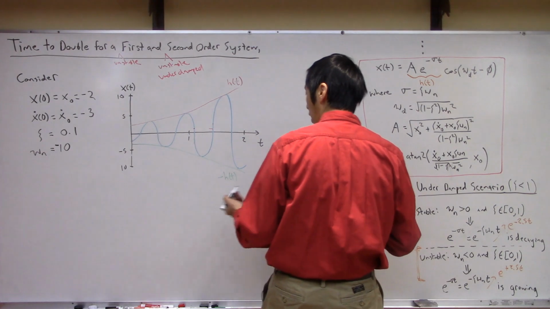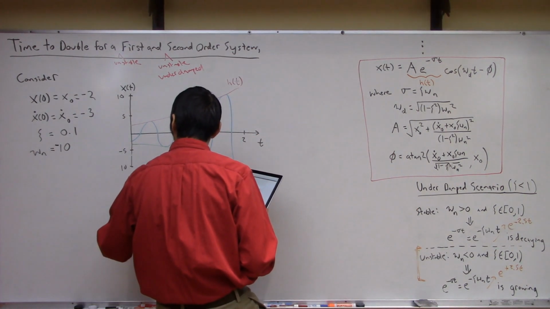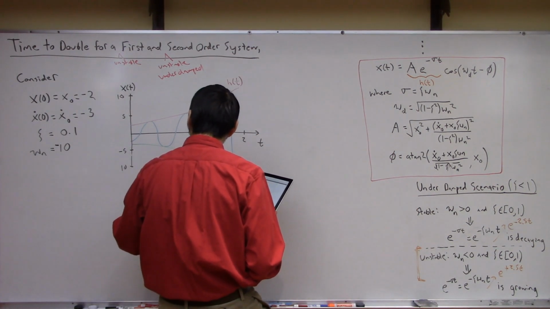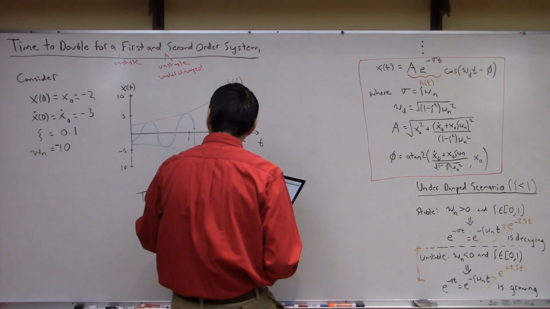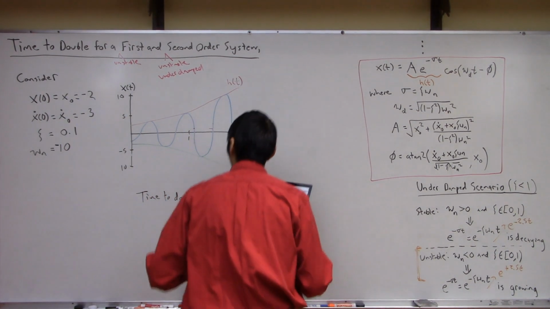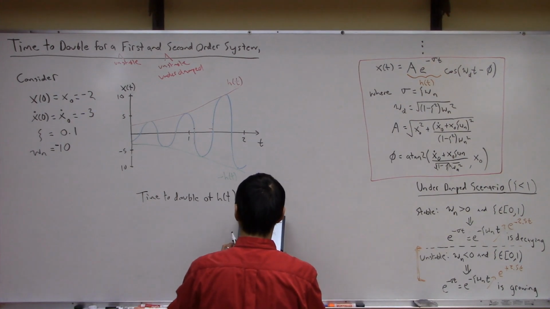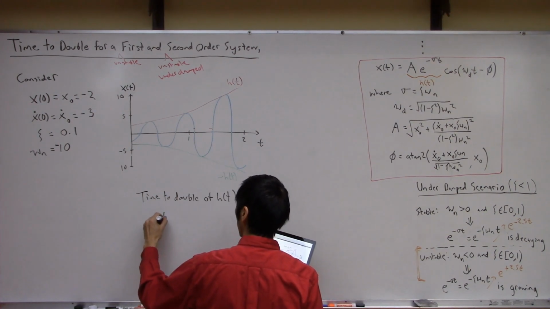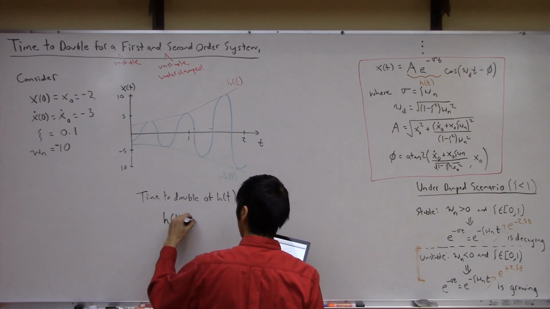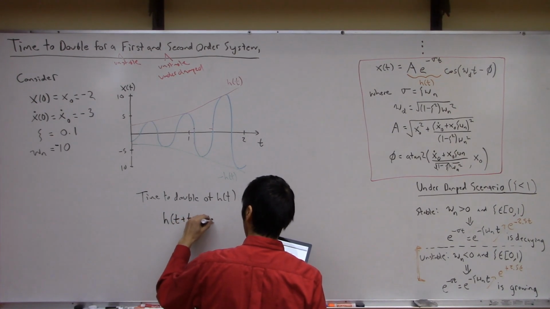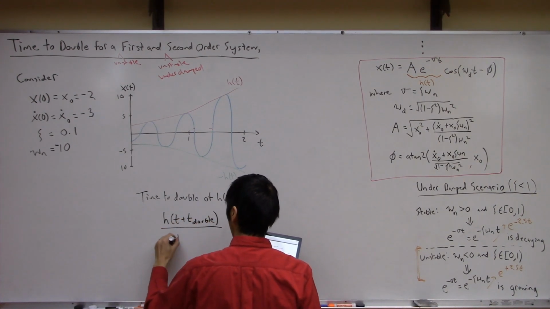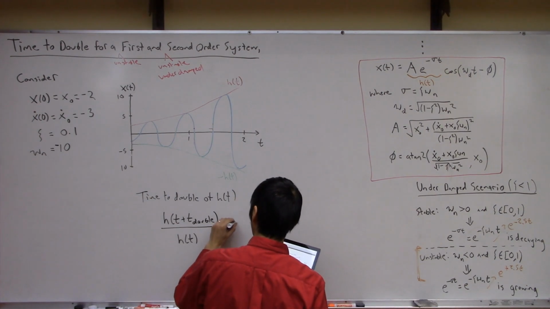So if we're talking about that, I think we'll all agree that the time to double of h of t is the same thing we solved with the first order system. We're looking for the relationship of h of t plus t double, divided by h of t. This has to equal 2.